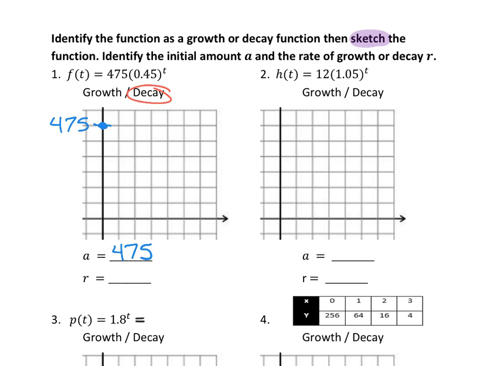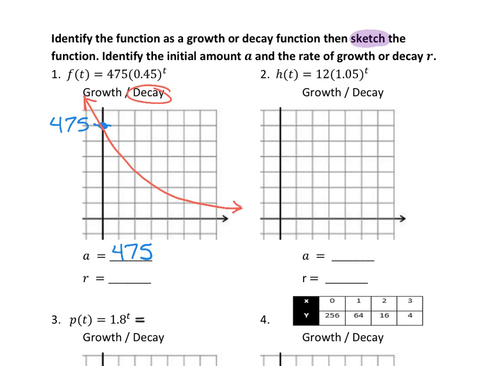And I need to make sure that this is a decay function. Can I cross 0? No, because it's called the what? Asymptote. The no touch line, the I'm not touching you line.